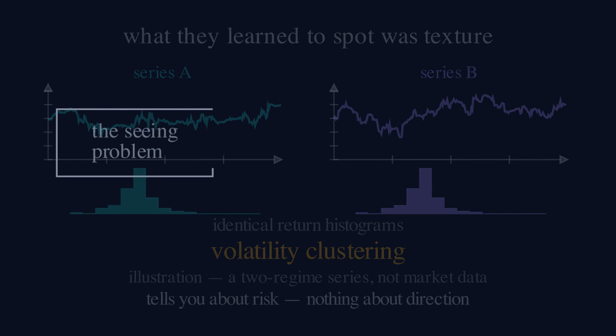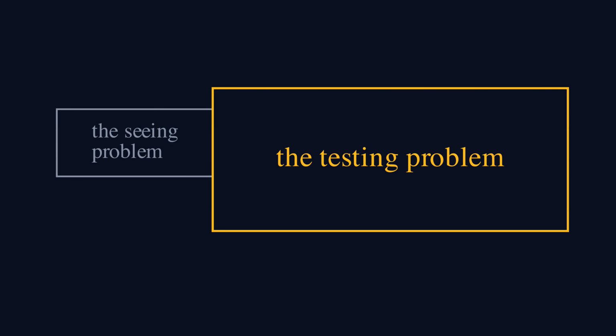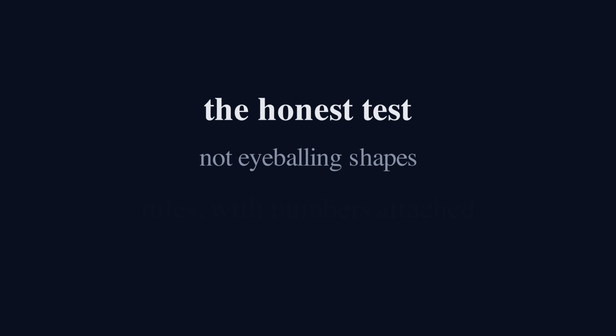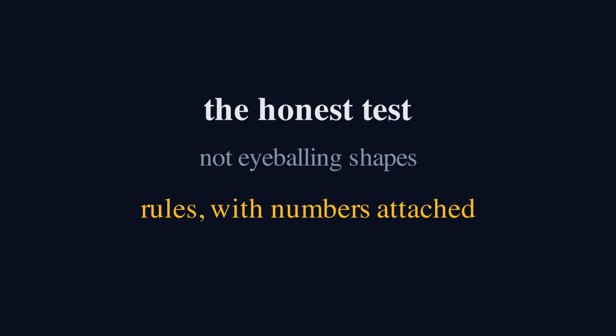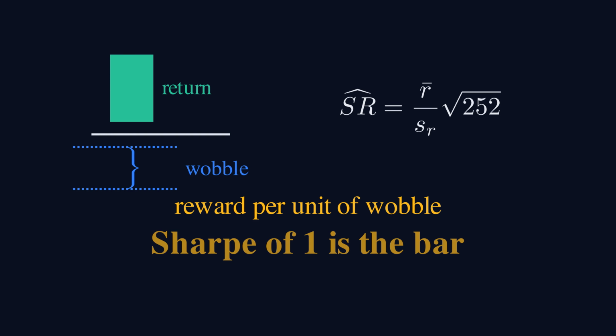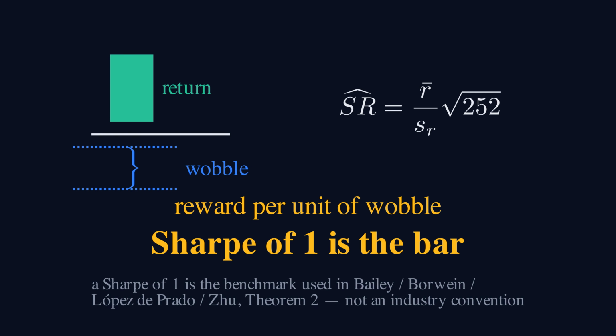But the seeing problem is the small problem. The testing problem is worse. So let's run the honest test. Not eyeballing shapes. Rules with numbers attached. First, one piece of vocabulary. The Sharpe ratio is a strategy's return divided by how much it bounced around. Reward per unit of wobble. Higher is better, and in the paper we're about to meet, 1 is the bar.